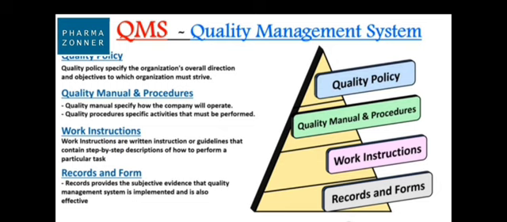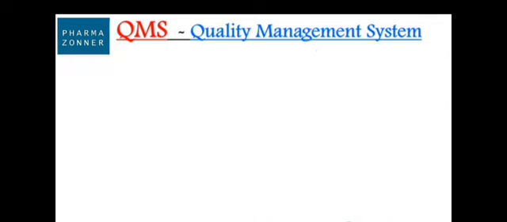Now about forms. Forms are simple blank templates that have to be filled with information so that they become the records later on. So this is the typical structure of a quality management system, and this is the hierarchy here. It goes from the bottom till the top.